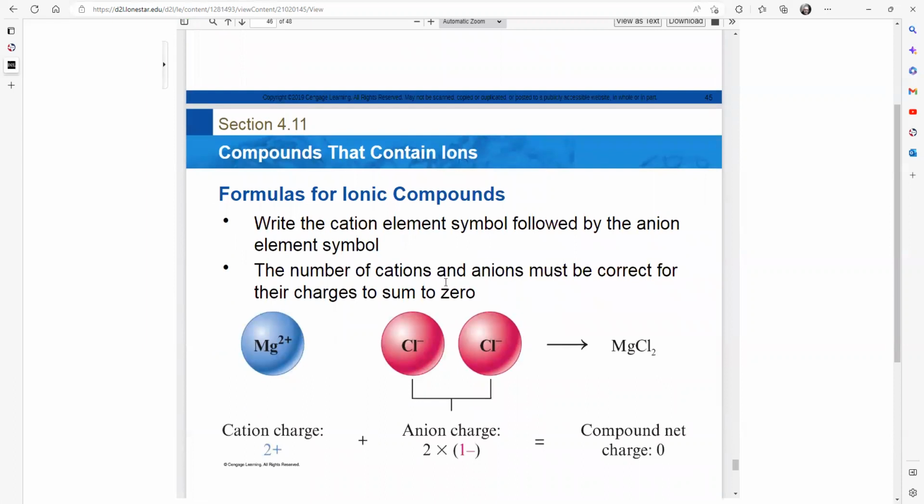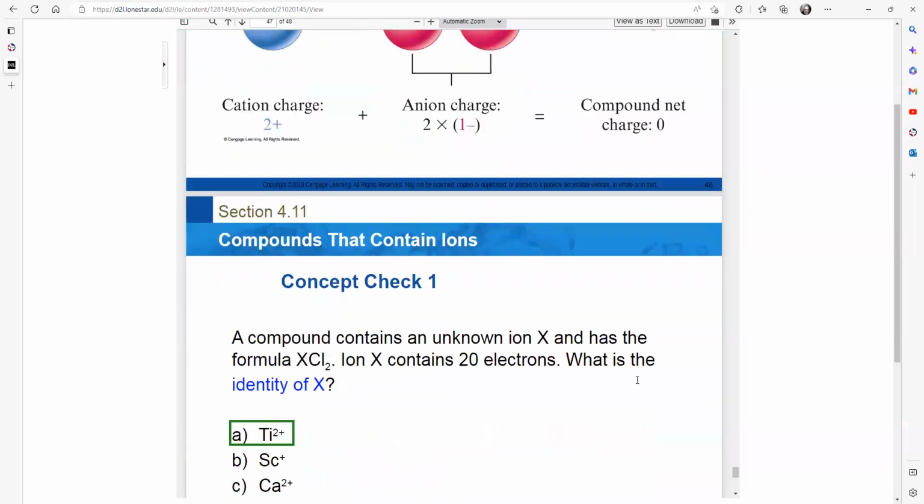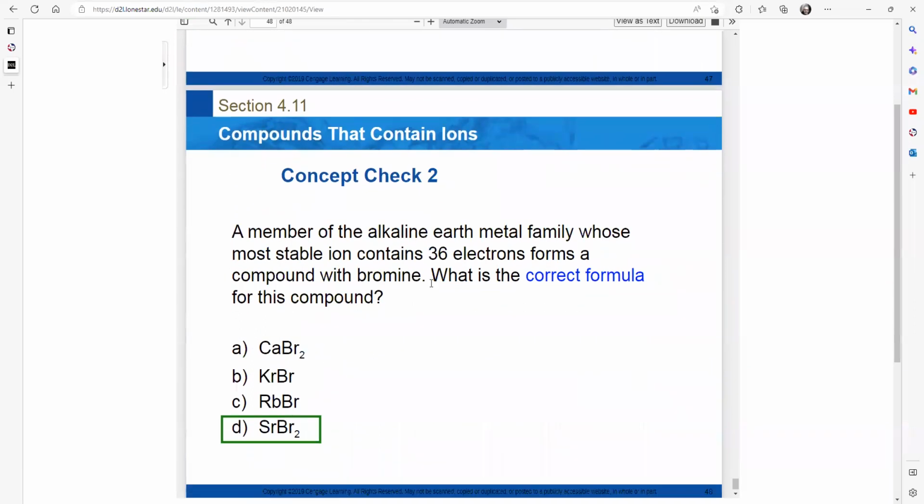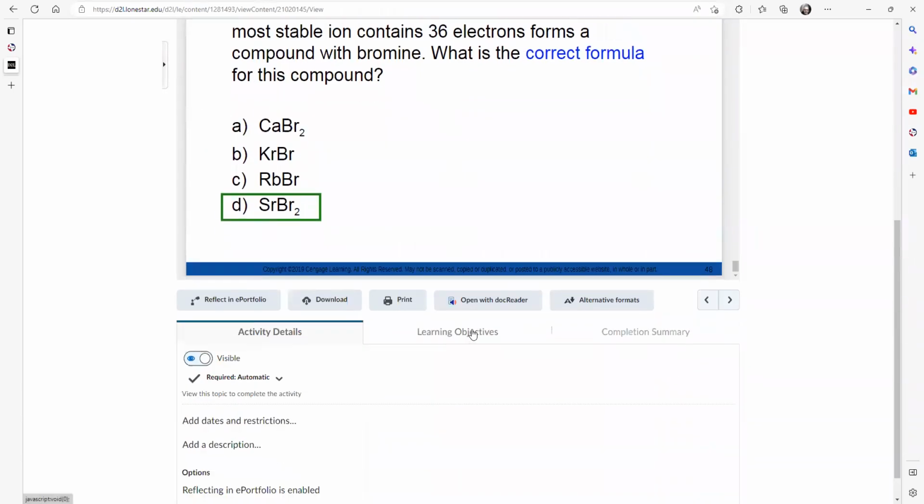Here you have formulas for ionic compounds. First, you write the cation, and then you write the anion. As you have 2 atoms of chloride, you put a 2 below the symbol for chlorine. Here you have a question to exercise. You can stop the video and do it at any time. Here you have another one.